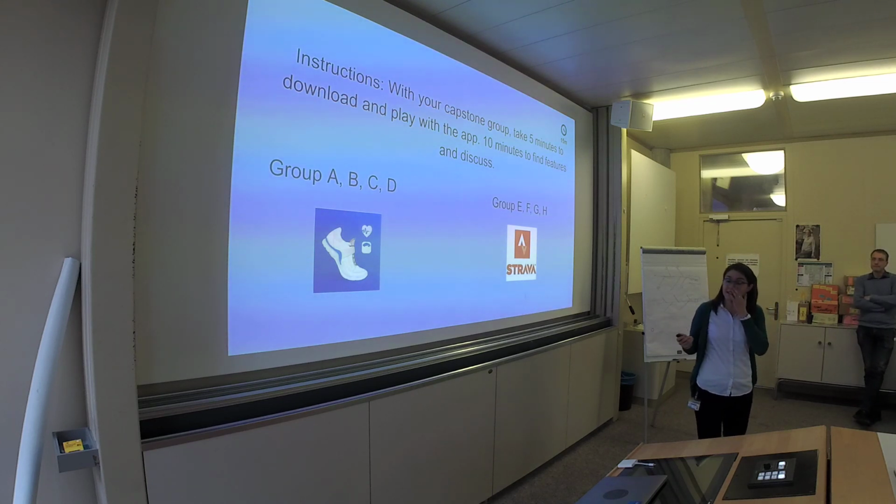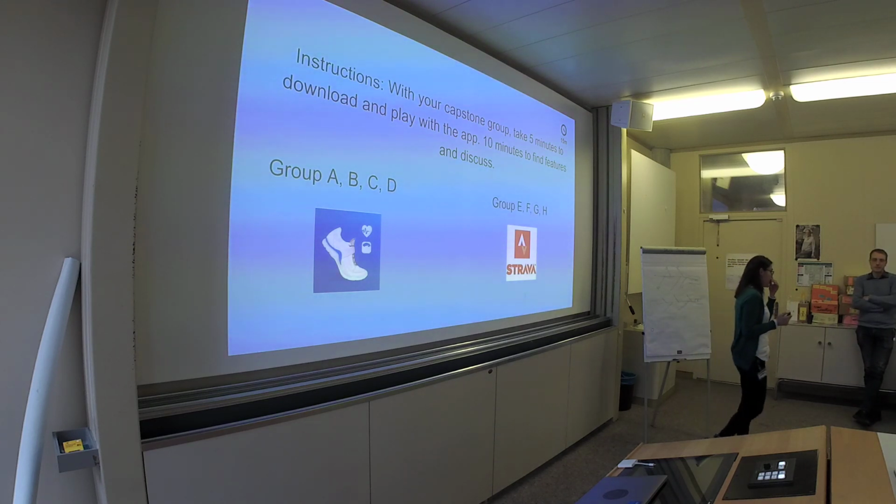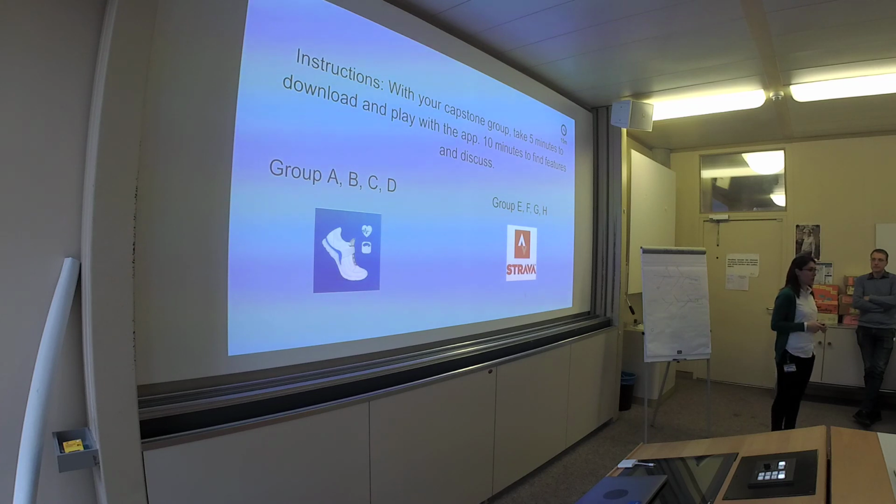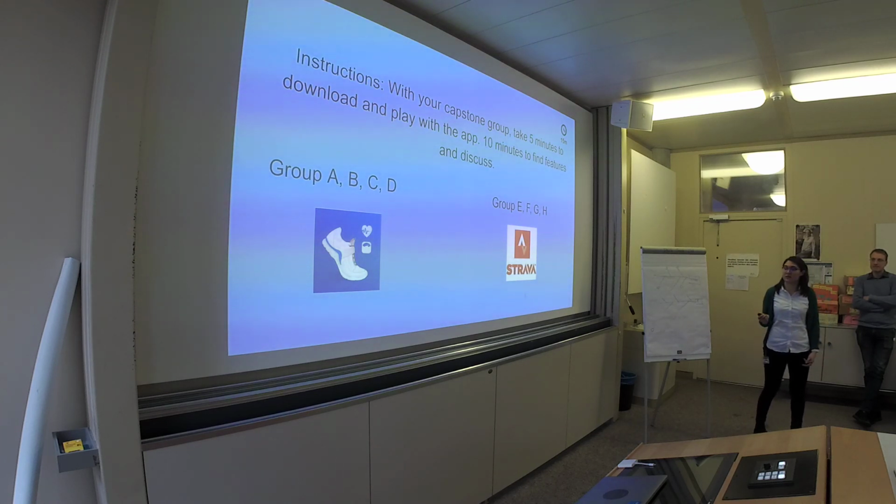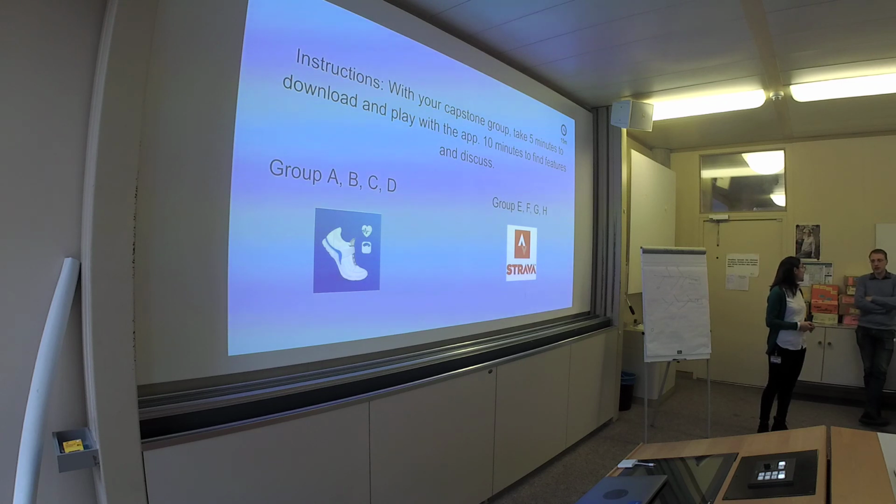I divided it like this. I don't know if all the groups are here, and then you can just work with your group. So A, B, C, and D with Pacer, and then E, F, G, H with Strava. Take 10 minutes to do that, and then one new group of the groups presents. So the goal is to identify which kind of features.